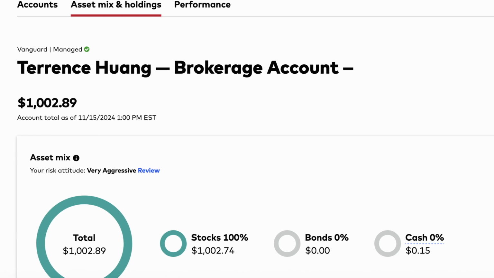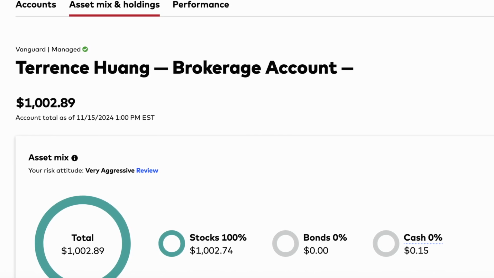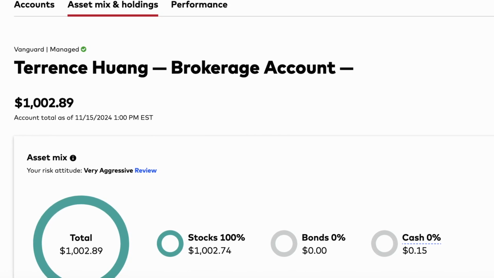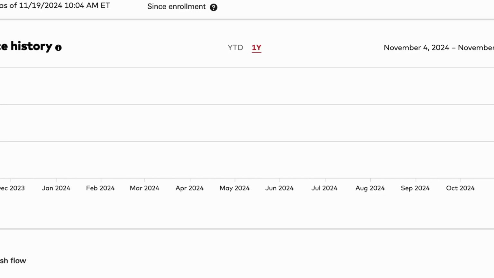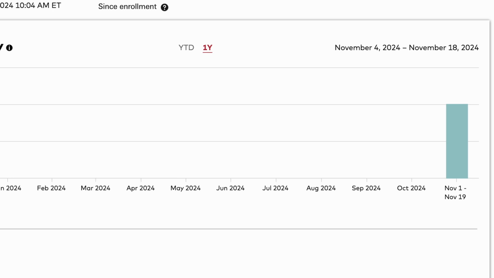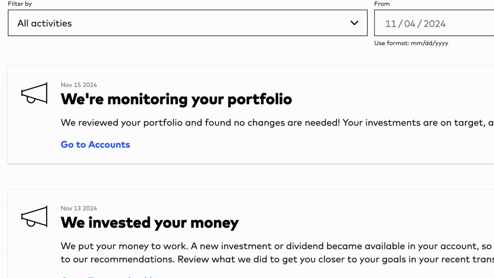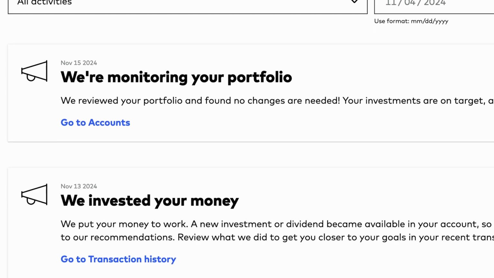So you can look at your asset allocation and you can see the holdings that you have. And so for this example, I put in $1,000. You can check out your asset allocation mix. You can check out your performance over time. It's a fairly simple overview of your portfolio. There's another section that's basically your activity feed, which is basically transactions.